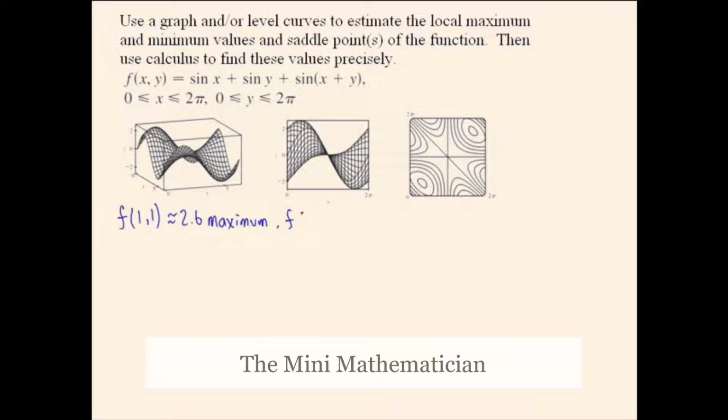At f at approximately (5, 5), the value is approximately negative 2.6, and this would be a local minimum. And at approximately the point (3, 3), we see a saddle point.